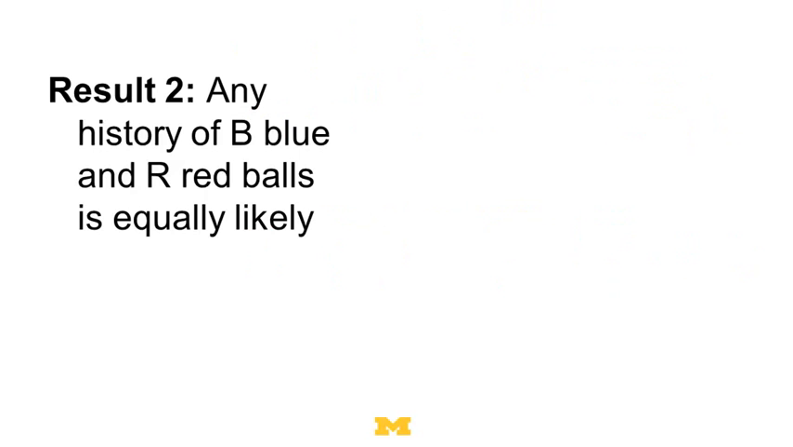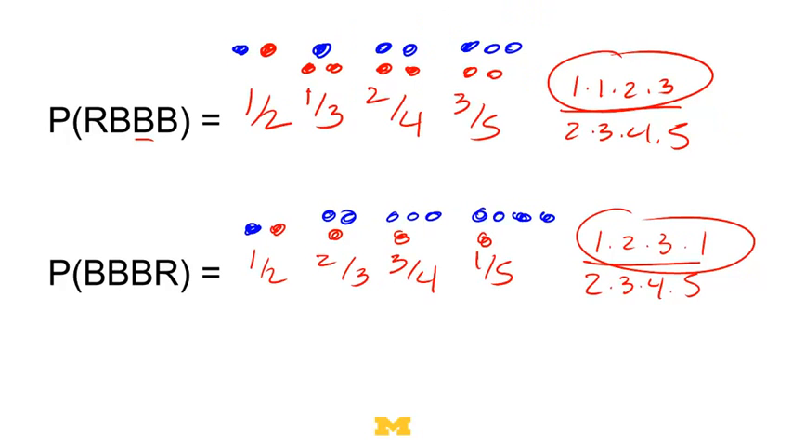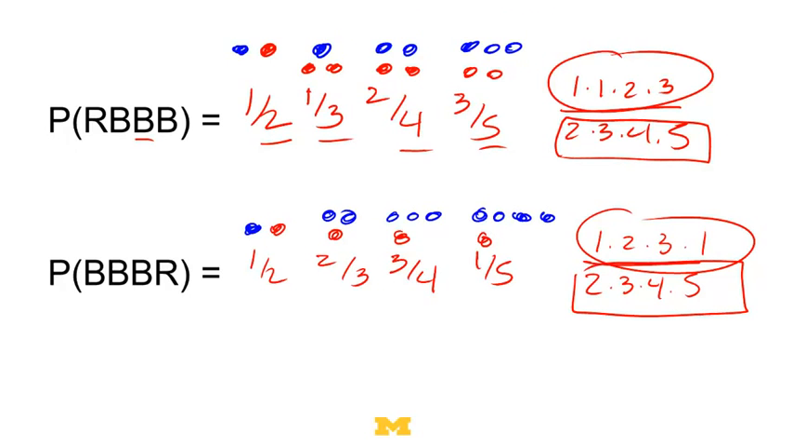Let's look at what the claim is. The claim says any history of B blue balls and R red balls are equally likely. Well, what happens in the first case? Let's look at the denominator first. In each case, we're picking out of 2, 3, 4, and 5. So if I want to know the probability of a sequence, on the bottom I'm just going to get 2 times 3 times 4 times 5. That's true here. That's true here. It'll be true in the other two cases.